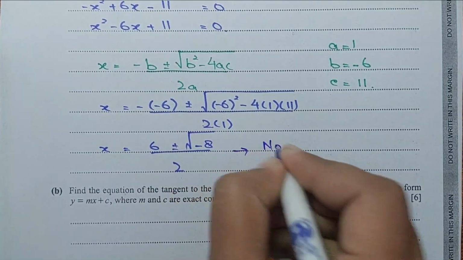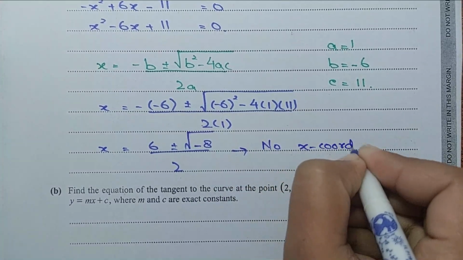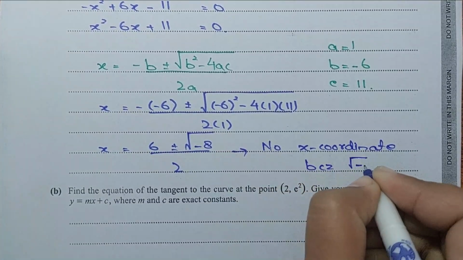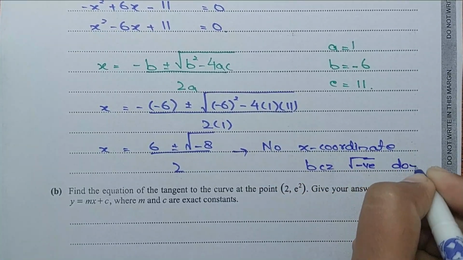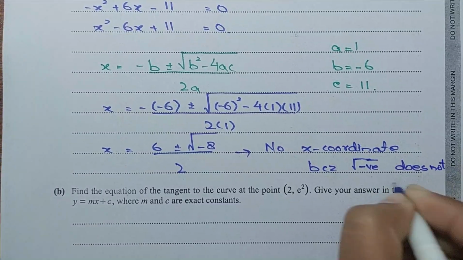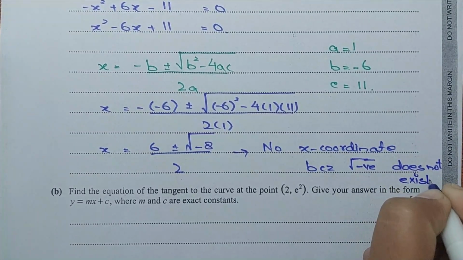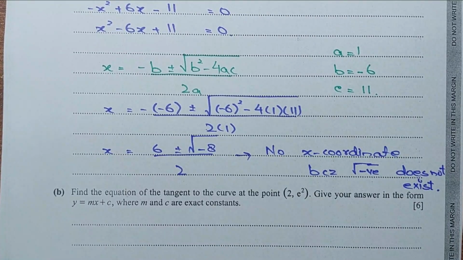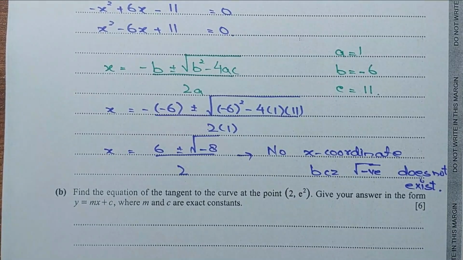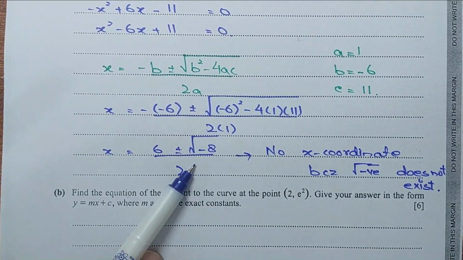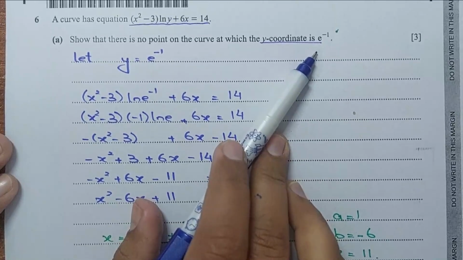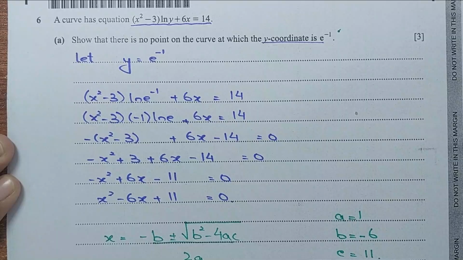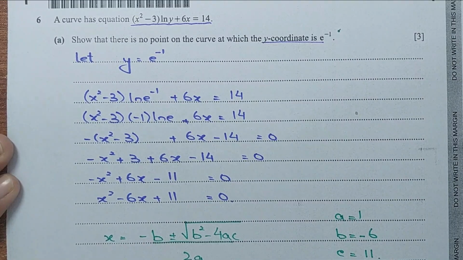So we have no x coordinate because the square root of a negative number does not exist. So we have shown that, corresponding to y equals e^(-1), there is no x coordinate. When there is no x coordinate corresponding to this y value, then there is no point on the curve at which the y coordinate is e^(-1), right? Because the discriminant is negative.